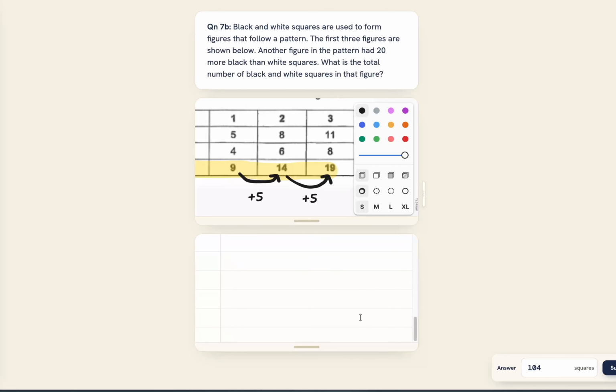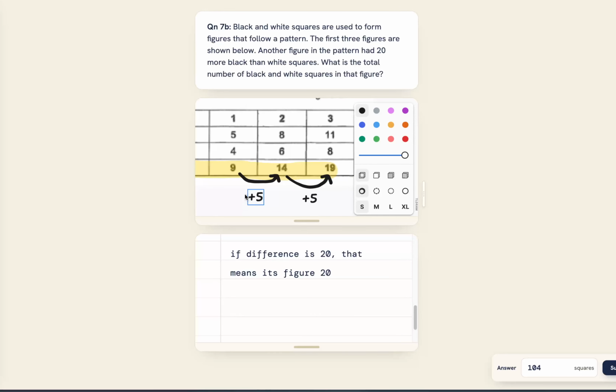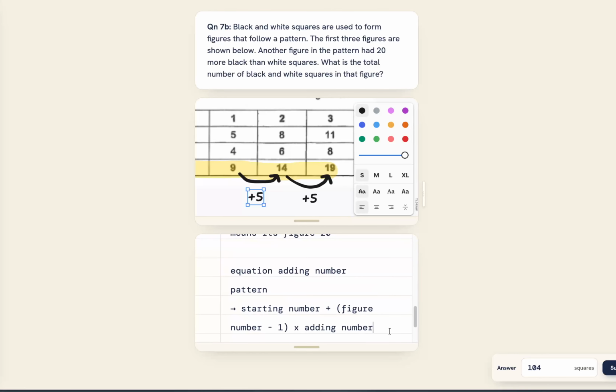So there is this equation where we can get the total numbers if the adding number is the same. We call this the adding number pattern, and it equals starting number plus figure number minus 1, in brackets, and then times adding number. This is a very, very useful equation if you want to find out the number according to the figure number.